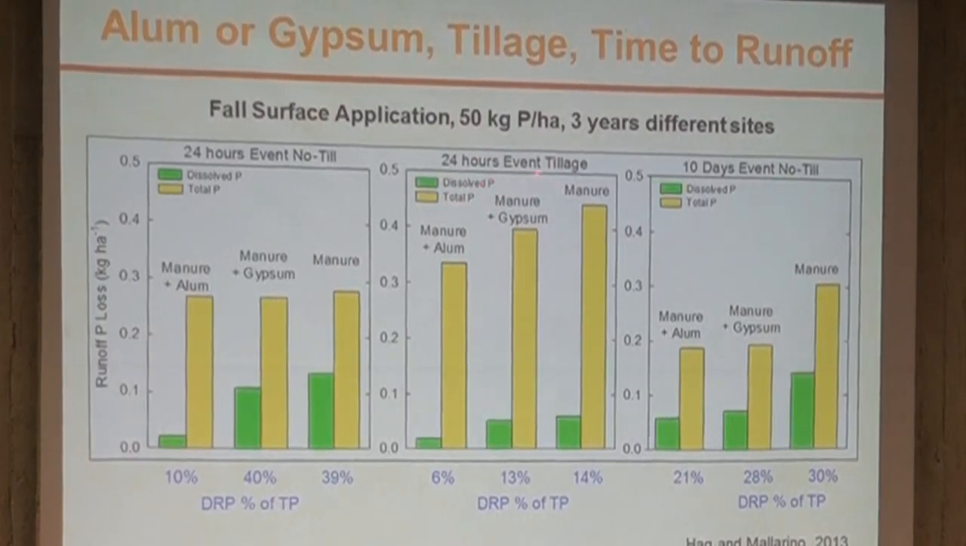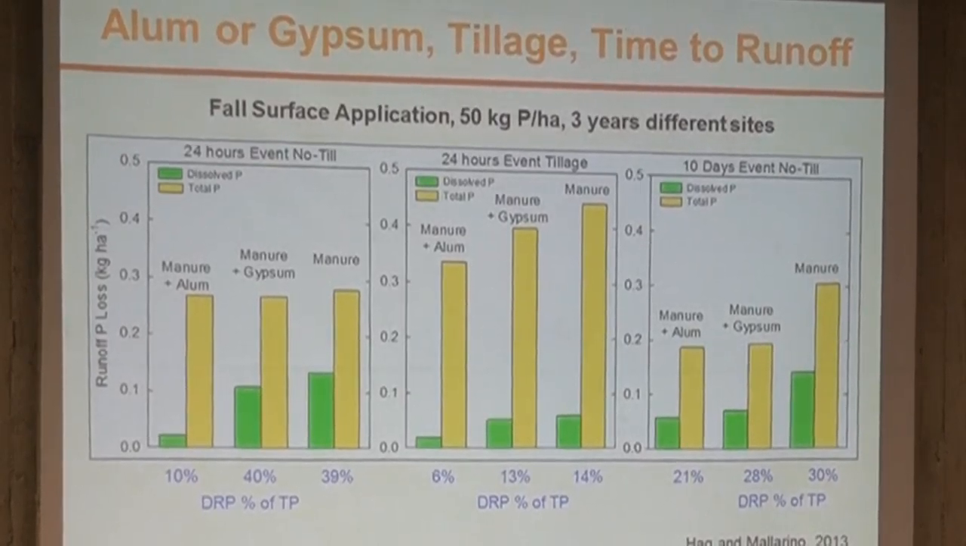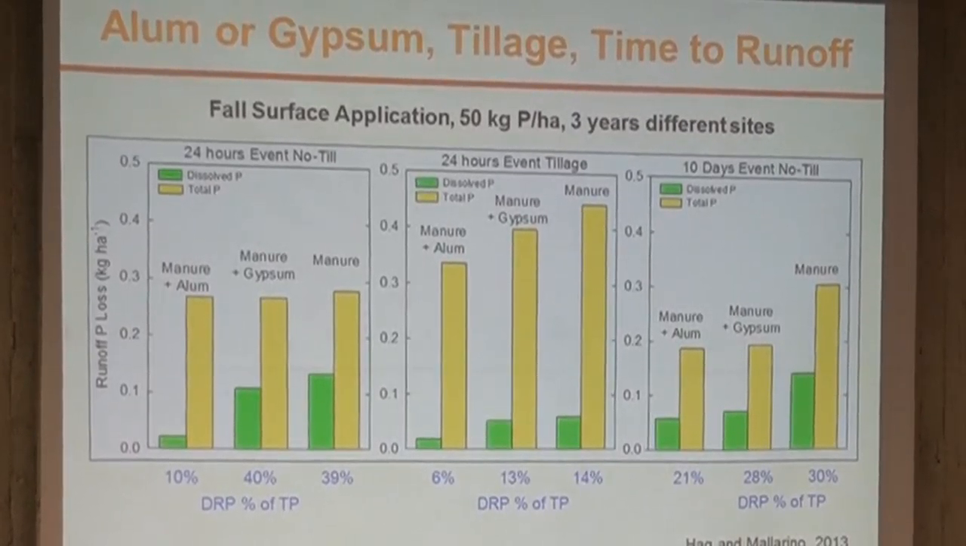In the 24 hours with tillage, there was more loss. Of course, it depends on the slope and all this stuff. And again, the alum was better than the gypsum at reducing the soluble P. And when we look at the 10 days, for some reason, and we're still scratching our heads, there wasn't much difference between the alum and the gypsum. I did this with funding from the Iowa Ag Council, and I believe that this is something good that we should try to implement now.